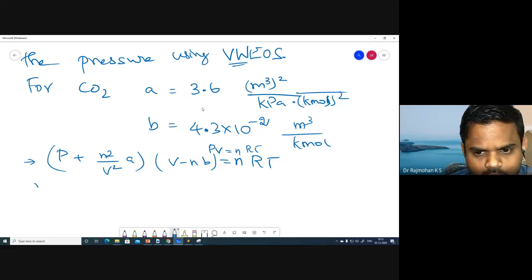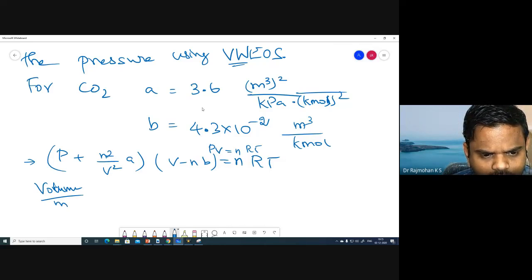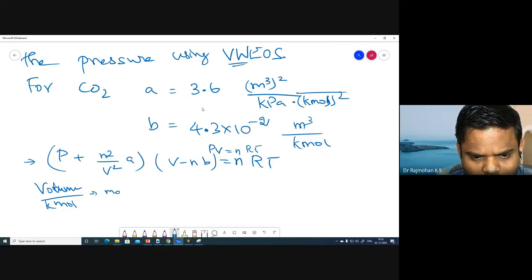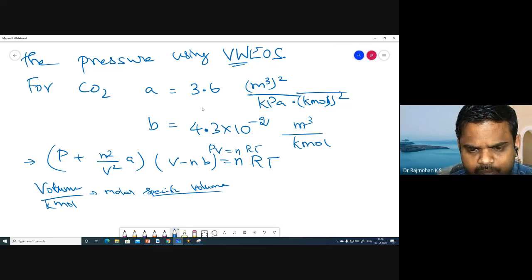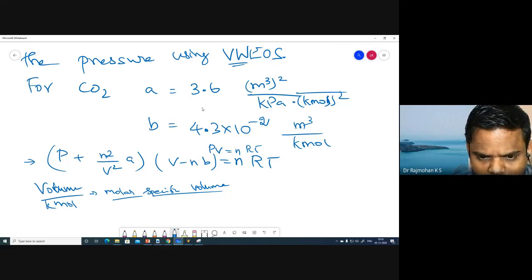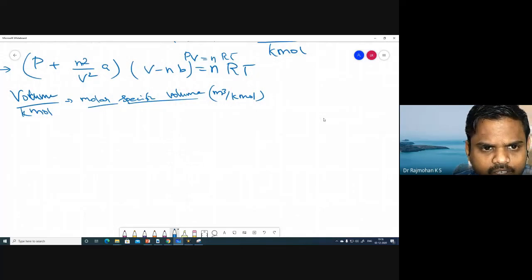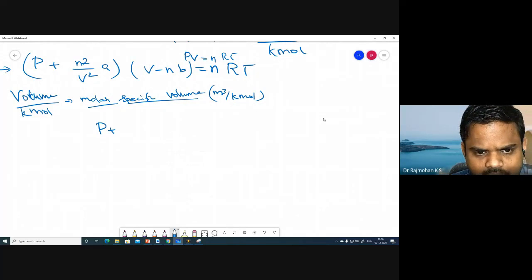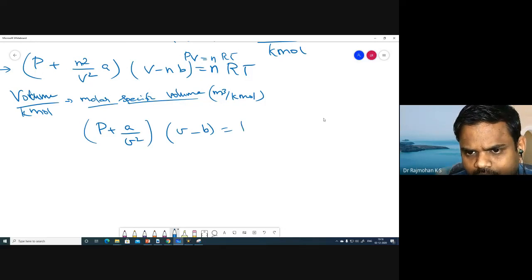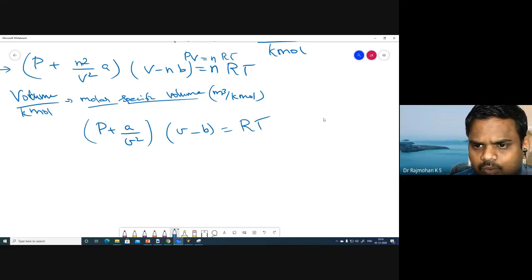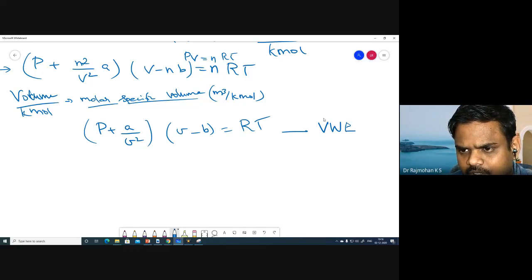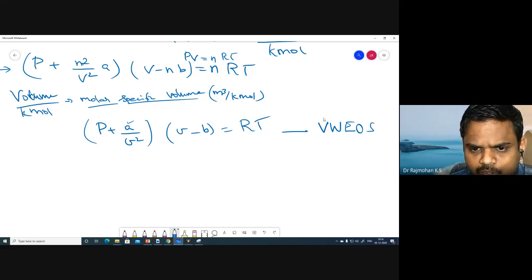So if we are considering volume per mole, kilomole, that is molar specific volume, right? When you say specific volume, it is meter cube per kg. If it is a molar specific volume, it is meter cube per kilomole, right? So in that fashion, we can simply write P plus A by V square into V minus B equal to RT. Okay, so this is the Van der Waals equation of state.